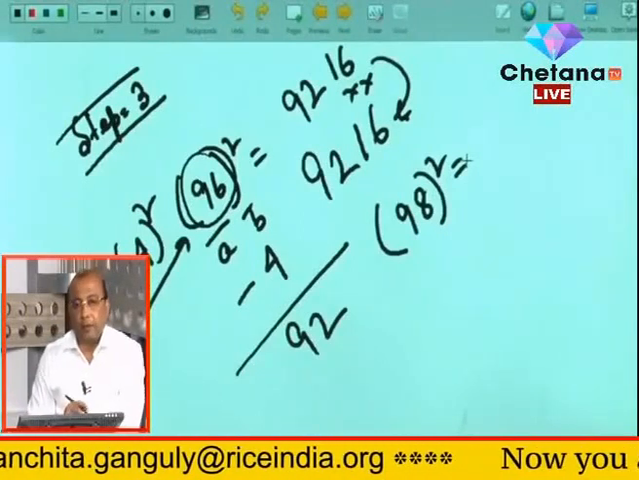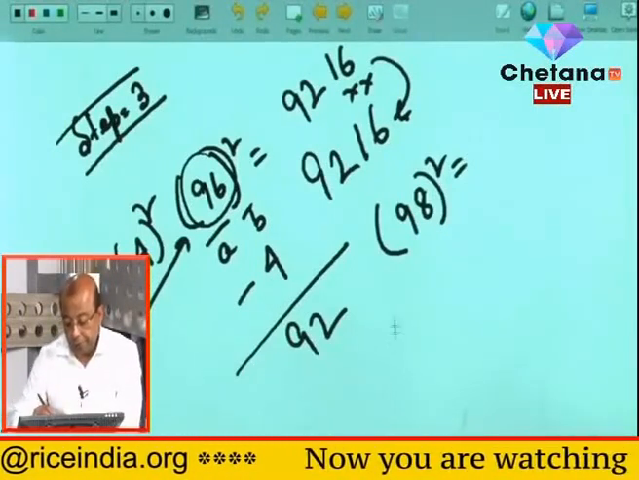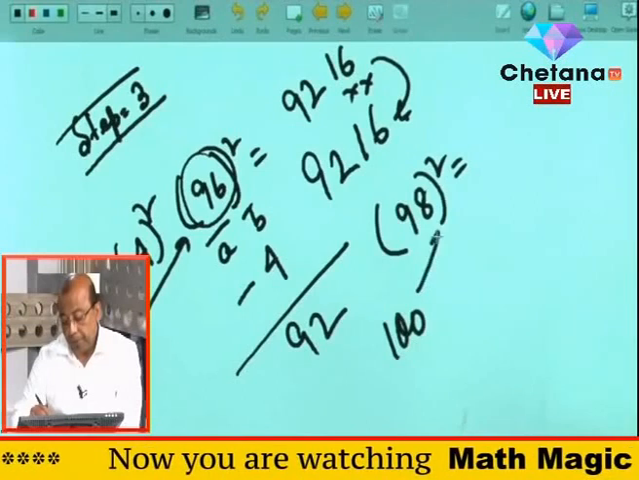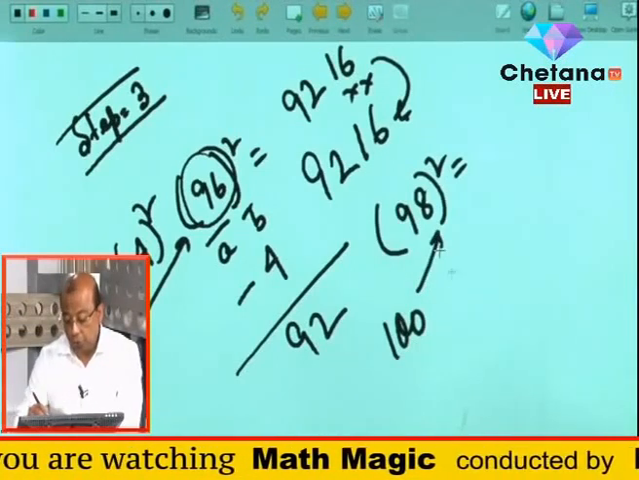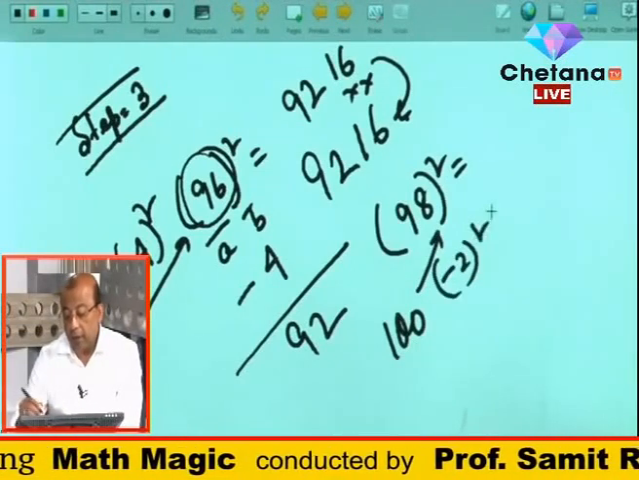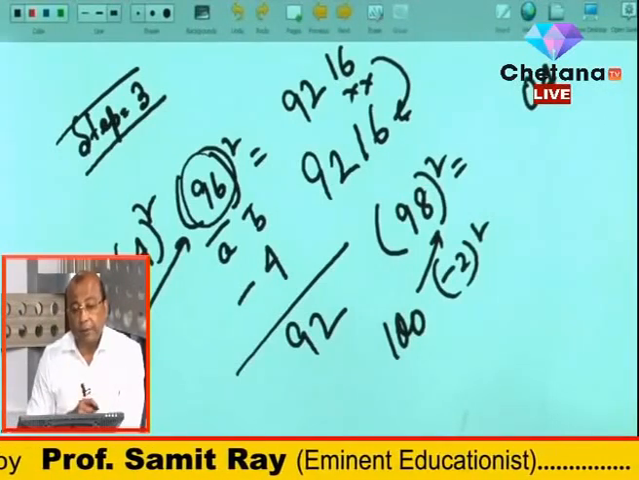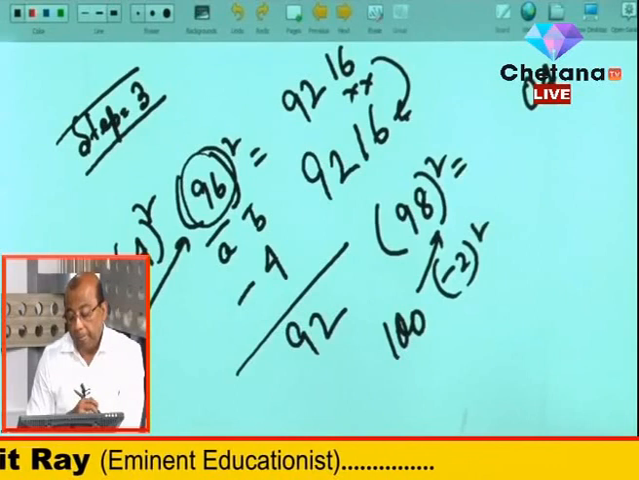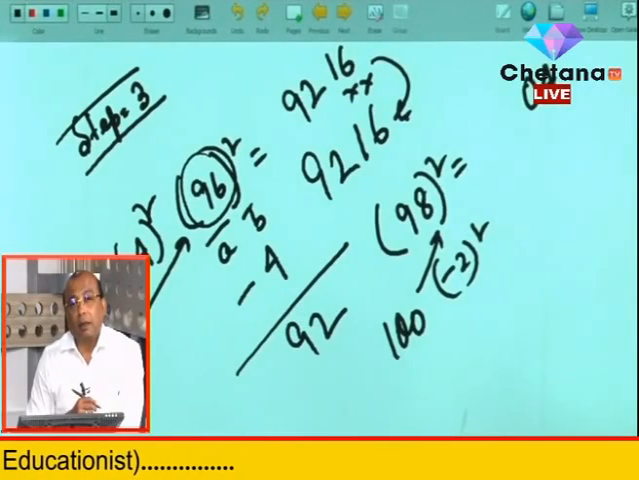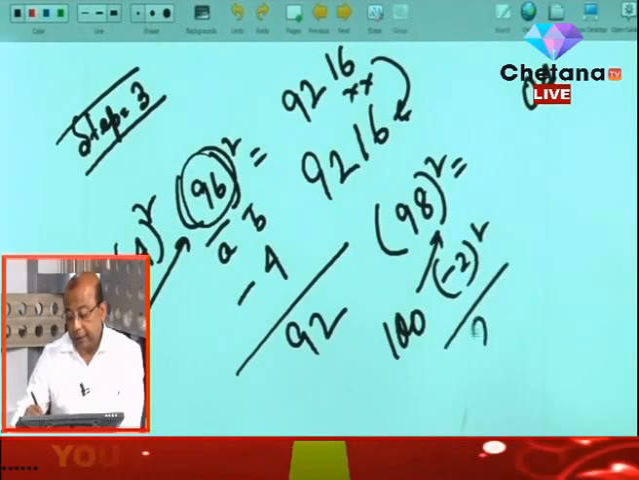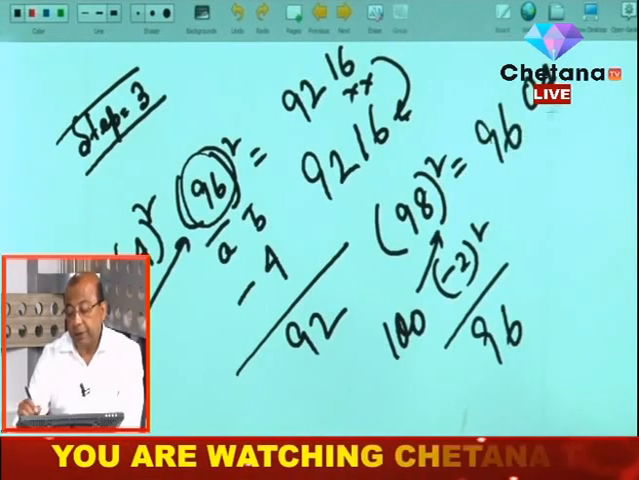98 whole square. How much less than 100? 2. 2 whole square, that is 04. We place 04 here. And how much less? 98 minus 2, that is 96. My answer is 9604.